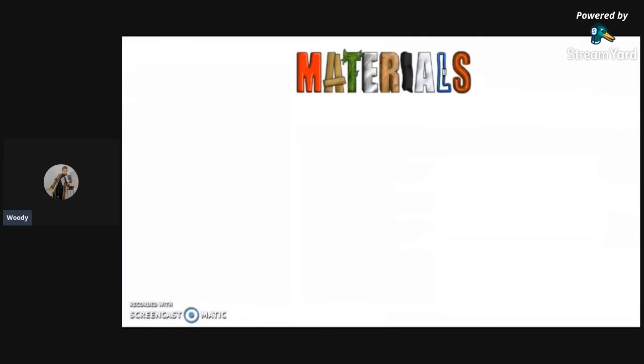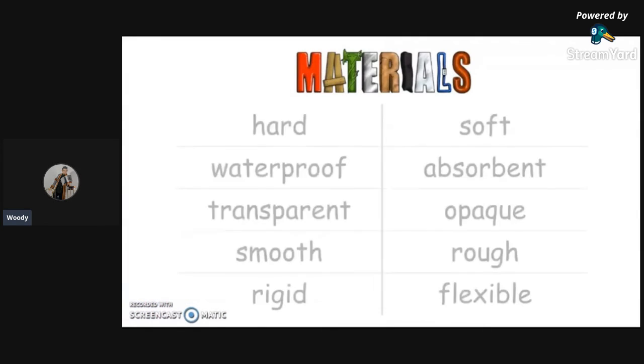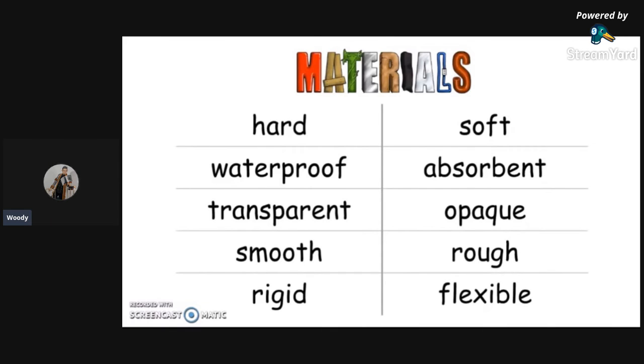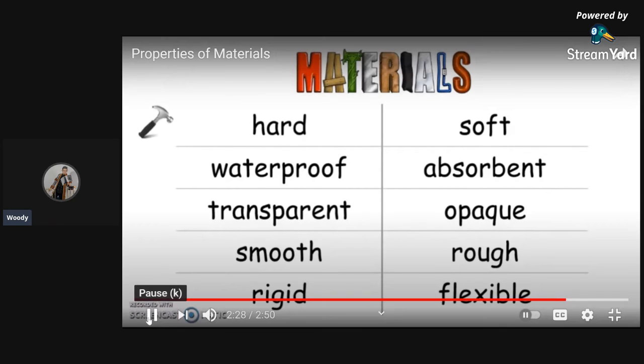And that is materials. Now you know these opposite words to describe them. Okay, now let's read: hard, soft, waterproof, absorbent, transparent, opaque, smooth, rough, rigid, flexible. So those are the properties of some materials.